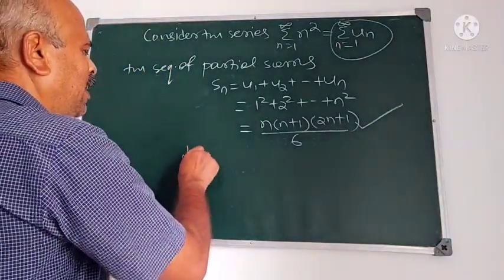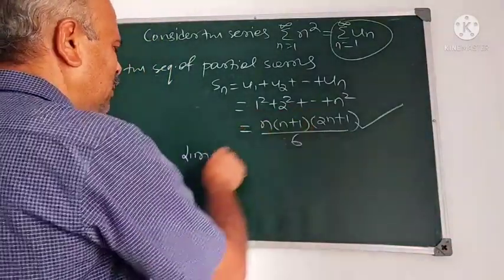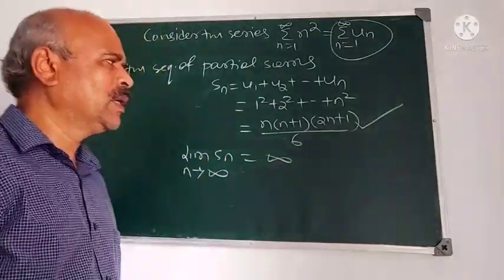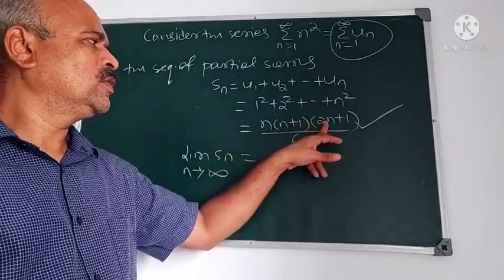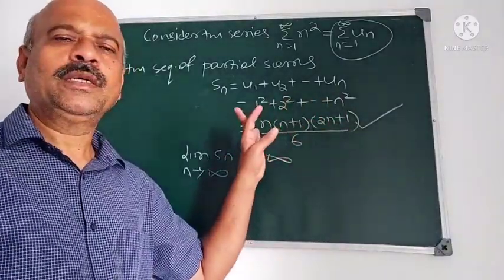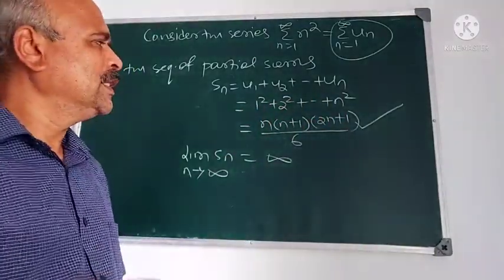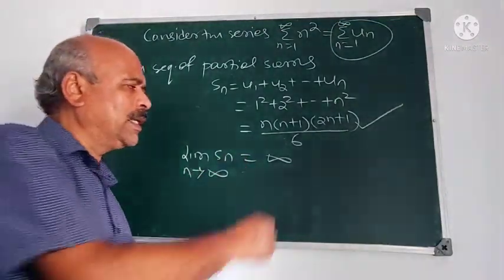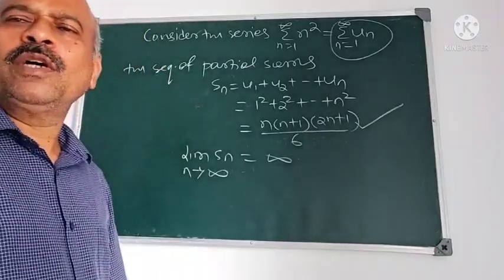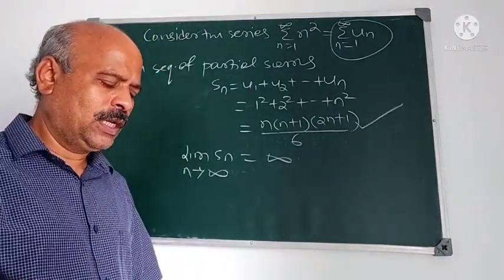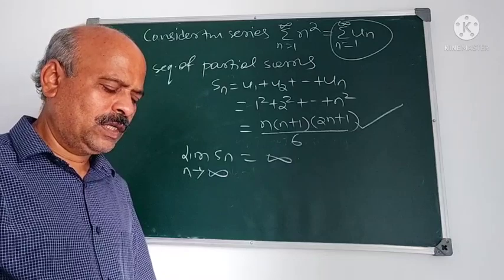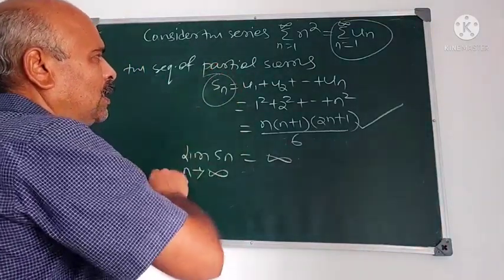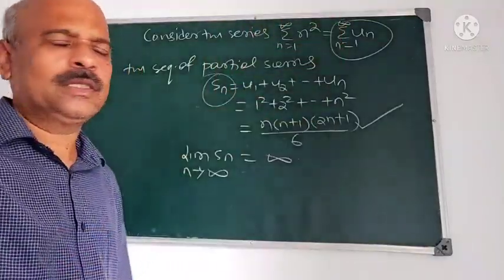Now take the limit of Sn. Now we find the limit of this sequence as n tends to infinity. It is infinite, because see here, as n tends to infinity, this becomes infinity. So what is your conclusion? The sequence of partial sums does not converge. It tends to infinity. Therefore, the given series does not converge, because the sequence of partial sums diverges. Therefore, the given series diverges.